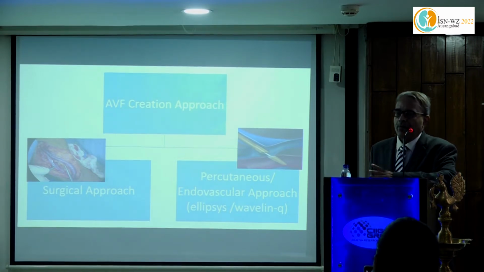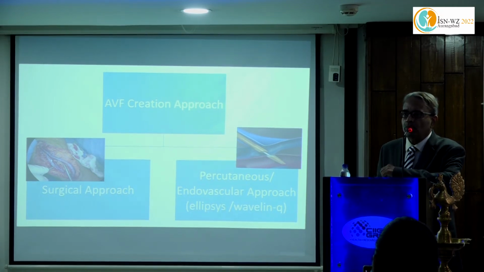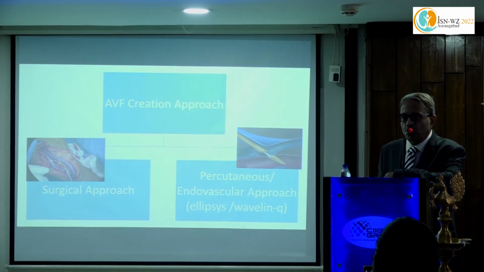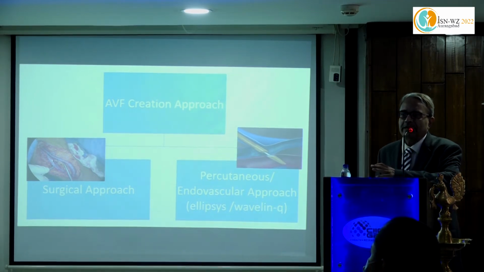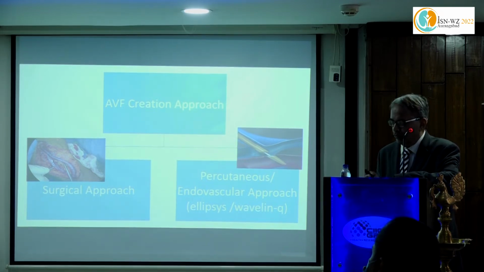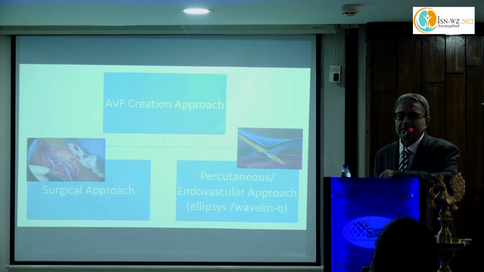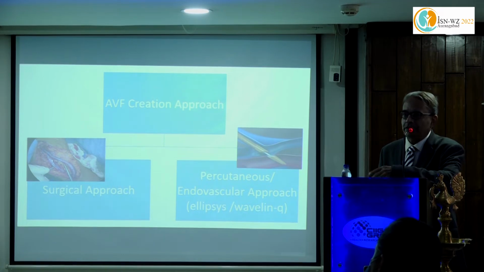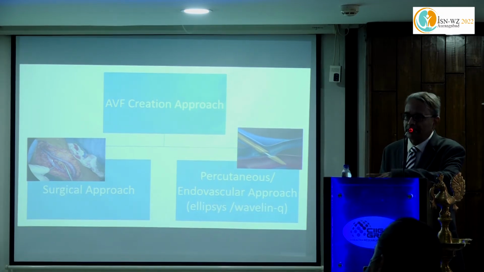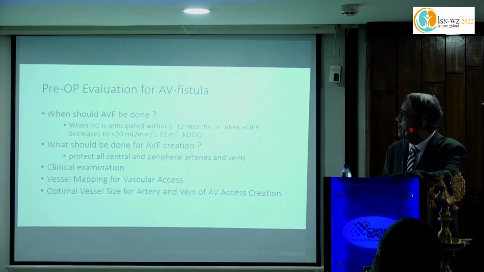So there are 2 main approaches for creating an AV fistula. Surgical approach we are all doing in India. In Europe currently they are doing the percutaneous endovascular AV fistulas. There are 2 techniques: the Ellipsys device and the Wavelinq device. Basically, in the next decade nephrologists in India or in Aurangabad are likely to buy these devices and do percutaneous AV fistulas. It's like PTCA versus CABG. Open surgical approach for fistula is like CABG, and PTCA is like this thing. We won't go into details of the method of this.